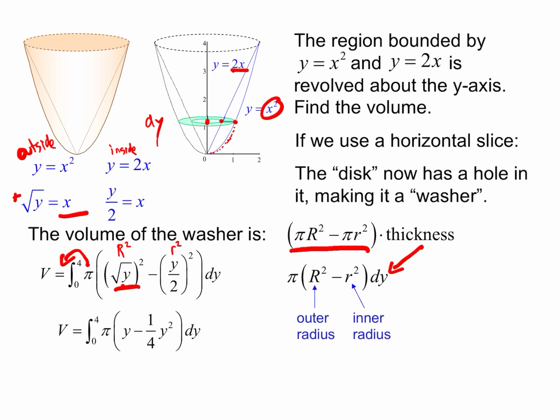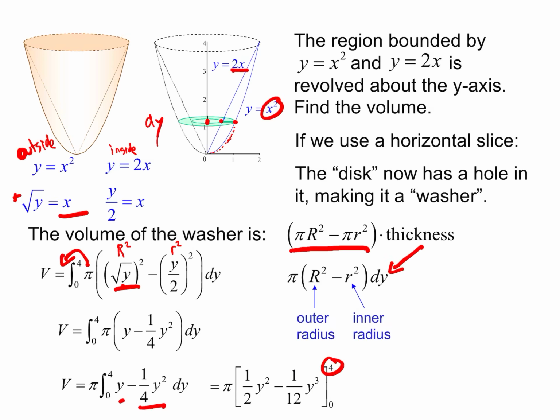Cool. Then you can take the antiderivative. Pull the pi out. Well, they pulled the pi out in a whole step. Then they did the antiderivative. The y becomes 1/2 y squared. The 1/4 y squared becomes 1/12 y to the third. Again, pause that and check if you're not sure.